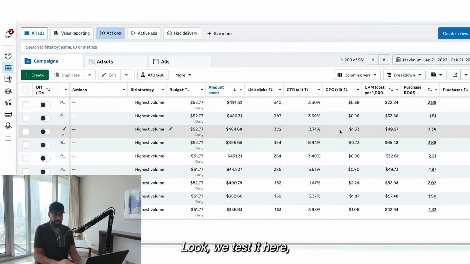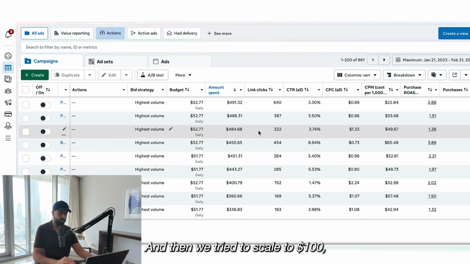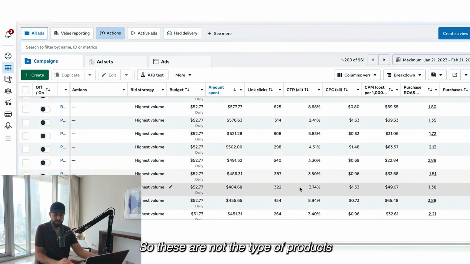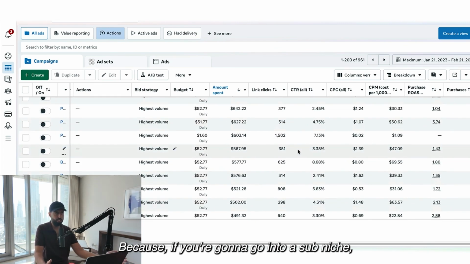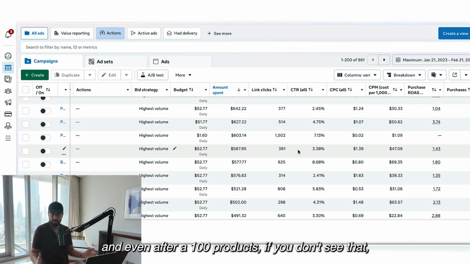Look, we tested here and in the beginning at $50 a day, it was profitable. And then we tried to scale to 100, 200 or maybe even 300. It didn't work out, so we went back to $50, it still didn't work out, so we killed the campaign. So these are not the type of products you want to scale. Because if you're going into a sub niche, you will see that your campaign is going to be profitable from day one out of all these campaigns. And even after 100 products, if you don't see that, it just basically means you have done something wrong.